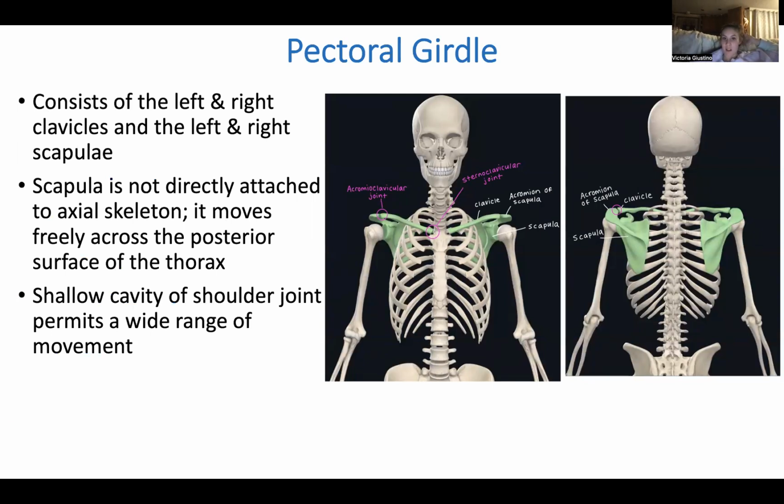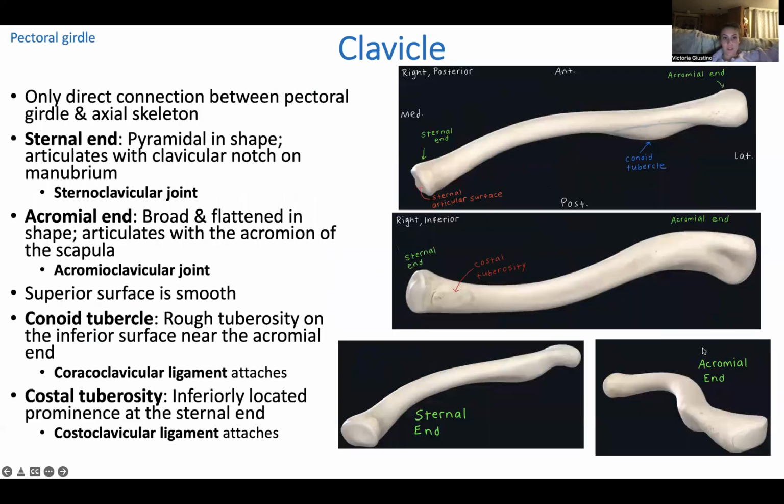So the scapula does not articulate with the axial skeleton. The clavicle, though, articulates with the manubrium of the sternum. Remember, here are the clavicular notches at what's called the sternoclavicular joint. And then the scapula articulates with the clavicle. All right, so getting into the clavicle has the acromial end, which articulates with the acromion of the scapula, and that's going to be more laterally. And then medially, it has that sternal end.